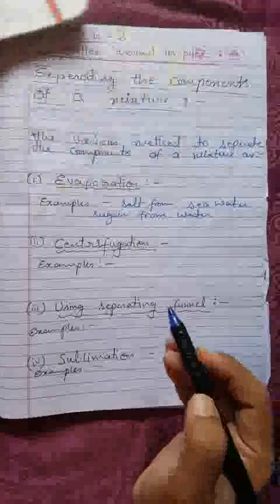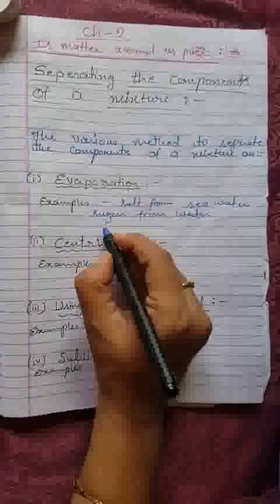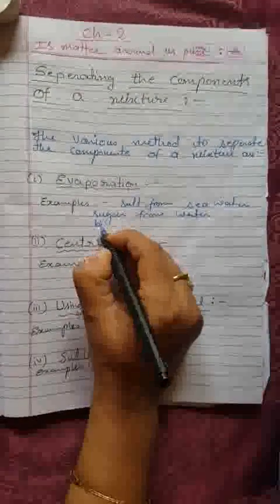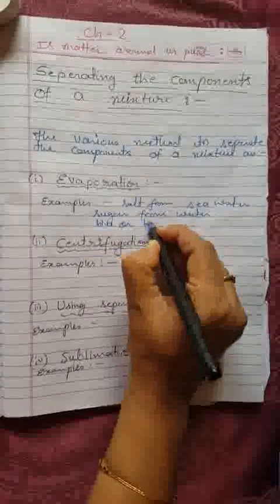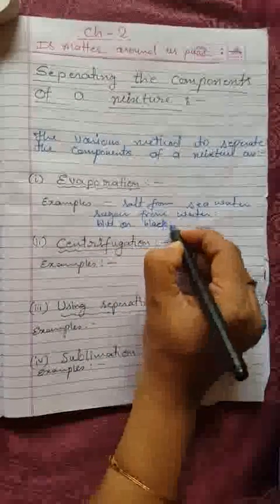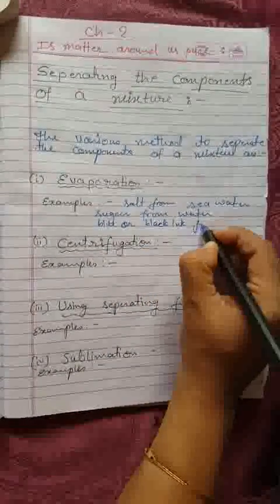When the ink kept on the watch glass becomes hot, the water present in the ink evaporates and we get solid ink, dried ink, which is black color or blue color. So evaporation is also used to separate blue or black ink from water.